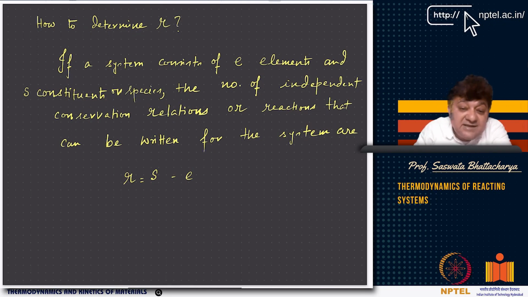If a system contains E elements and you have S constituents or species, then the number of independent conservation relations or reactions that can be written for the system is R equals S minus E. If you know S, the number of species, and you know the number of elements that exist, then you can find R.